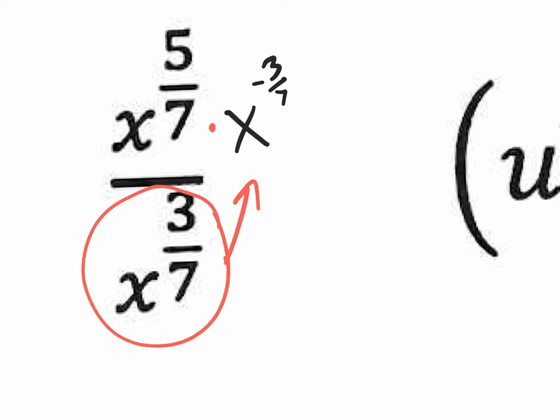Do we understand that? So I moved it up, and whenever you move something from one side to the other, the sign of the exponent changes. That's why this positive 3/7 became negative 3/7. Now, why would I want to do that?